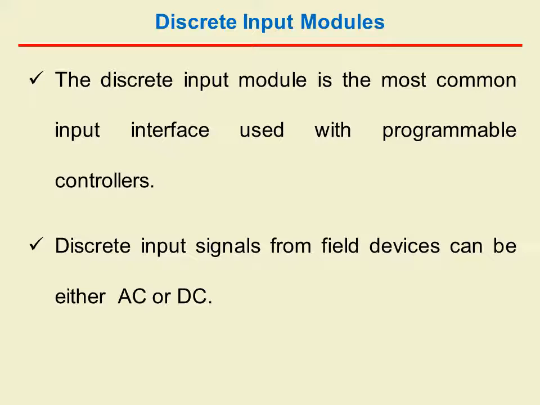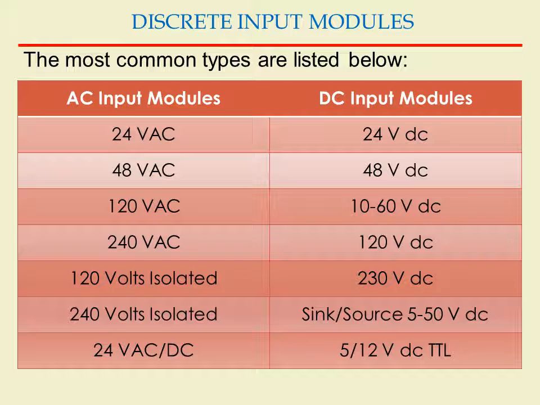Discrete input modules. The discrete input module is the most common input interface used with the PLCs. Discrete input modules take discrete signals from the field devices such as AC signal or DC signal. So here are the most common types listed below.